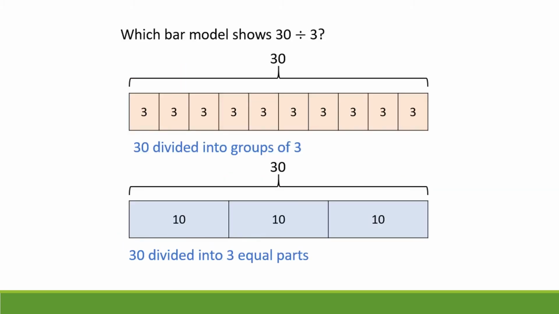Which bar model shows 30 divided by 3? In the first bar model, you can see there are 30 altogether and they are divided into groups of 3. And there are 10 groups. And in the second one, you can see it is 30 and we have 3 equal parts and there are 10 in each part. So 30 divided by 3 equals 10.